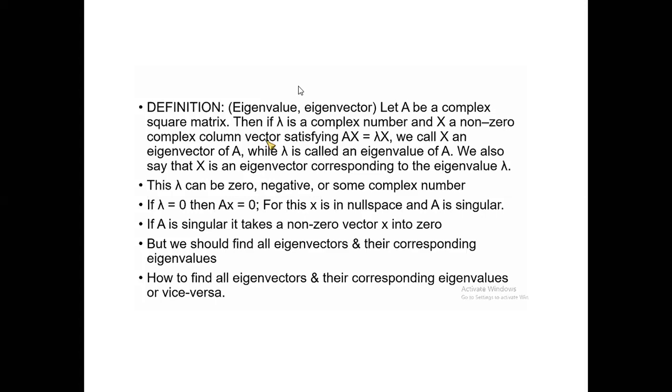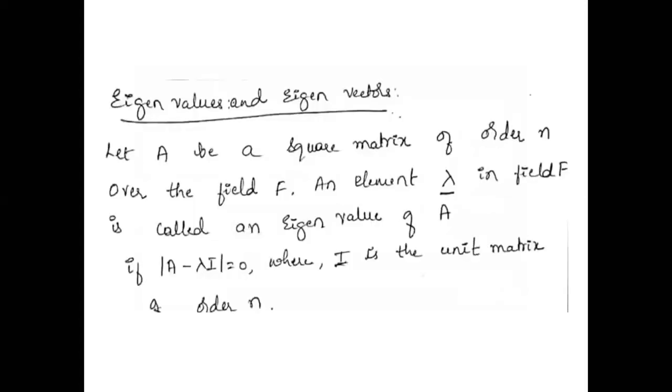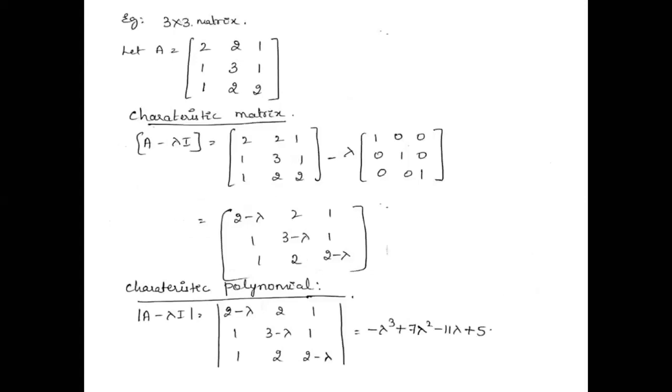We'll go into those minor details a little later. Let's first try to see how we can find the eigenvectors and their corresponding eigenvalues. So this is the actual definition of eigenvalue. If A is a square matrix, of order n over some field F, then this element lambda in the field F is called the eigenvalue, and all you have to do is calculate determinant of A minus lambda I equal to 0, where I is a unit or identity matrix of order n. So let's see how this can be done. Please pay attention to this. This is the very basic.